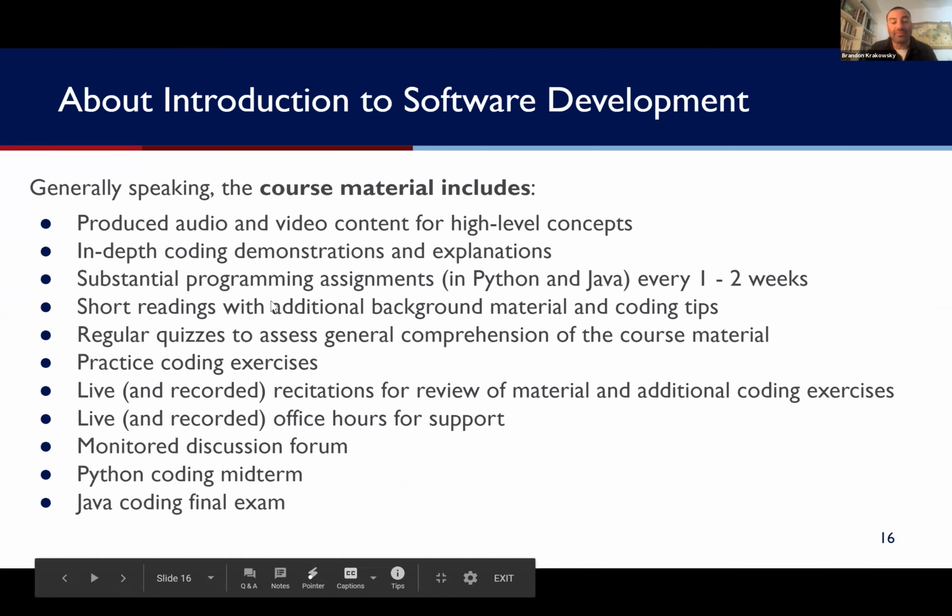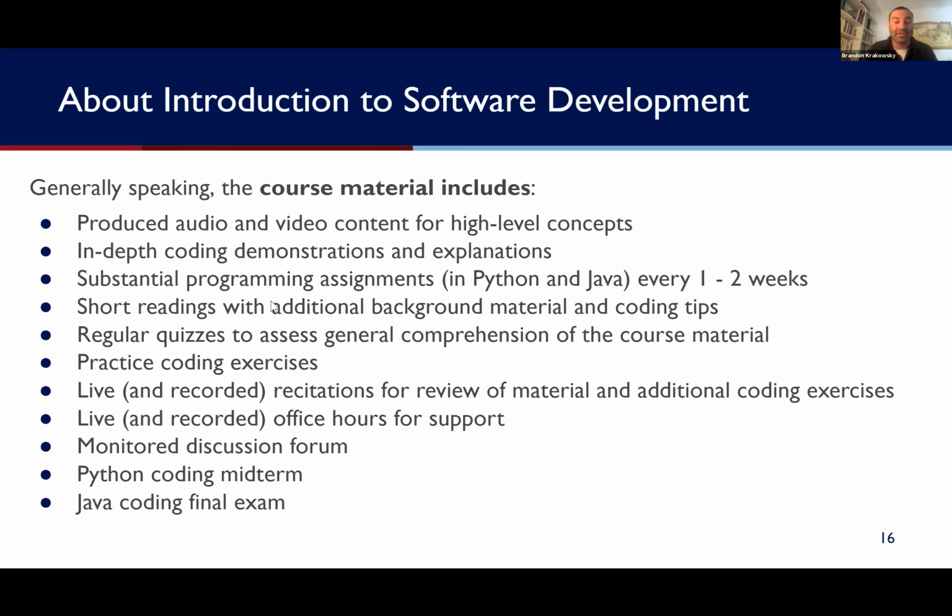So generally speaking, the material in the course is in the following format. It's produced audio and video content for the higher level concepts. Then there's in-depth coding demonstrations and explanations, substantial programming assignments throughout the course in both Python and Java, every 1 to 2 weeks, give or take. I always tell students, the real learning happens in those assignments. So yeah, you should watch the videos, go through the demonstrations, go through the practice exercises, but really those larger assignments is where the real learning happens. That's how you learn how to program, just by programming.